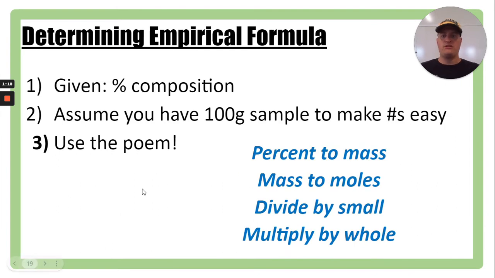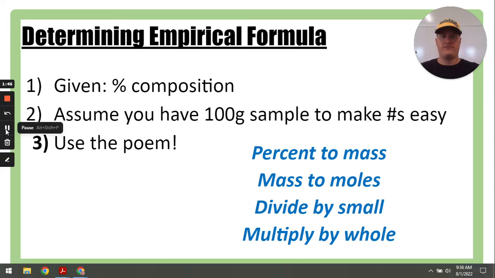So how do we actually determine an empirical formula? Well, you'd be given the percent composition, like we talked about in the last part, where you have a percent of a compound. You want to assume a 100-gram sample to make all your numbers easy. Of course, you could have different ratios, but why not make it easy on yourself? Then you use the poem: percent to mass, mass to moles, divide by small, multiply by whole. It's not a sea chanty, but we'll make it do.